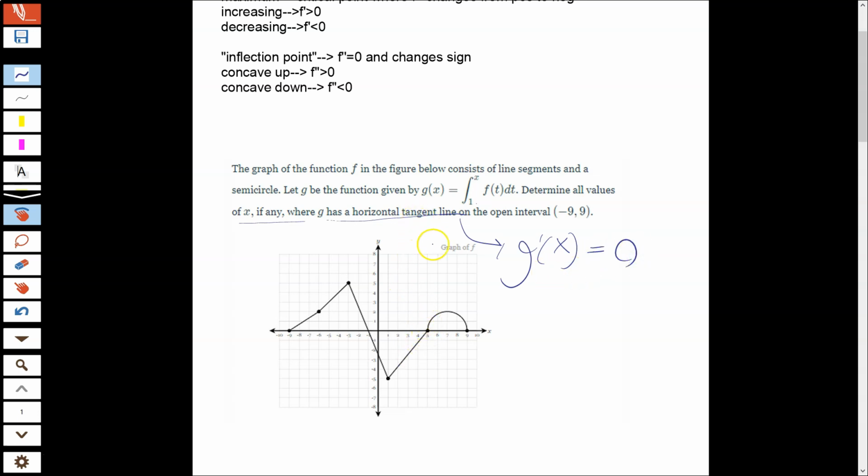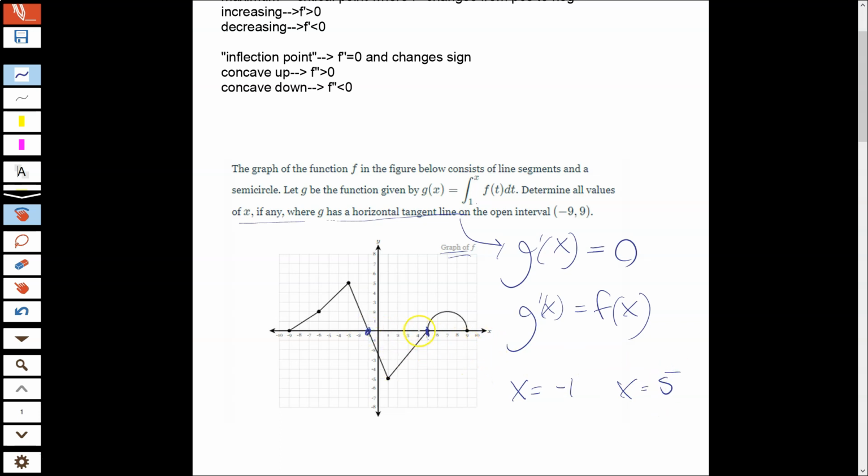Well, the graph of f is the derivative of G, right? Well, let me rewrite that in a more rigorous way. So G prime of x, remember taking that derivative cancels out this integral operation, is equal to f of x. Okay, so we want f of x to be equal to 0. And we see 2 points, so that is true at x equals -1, and that is true at x equals 5.